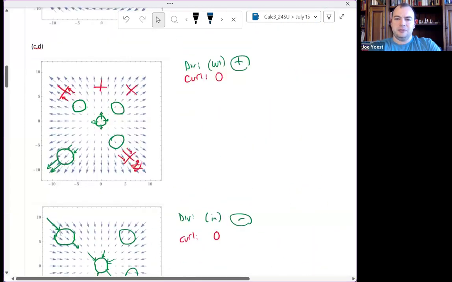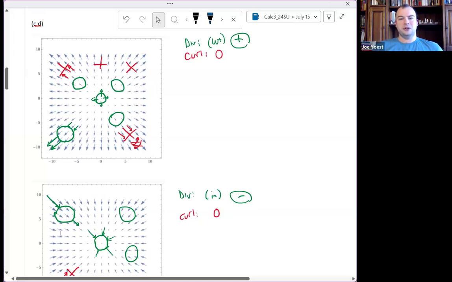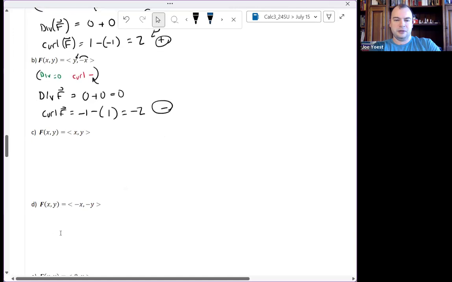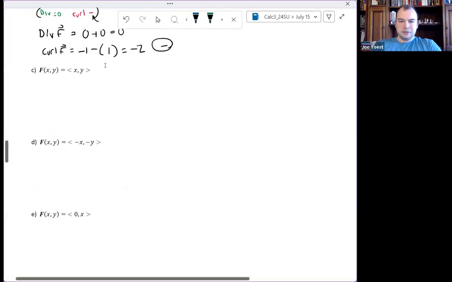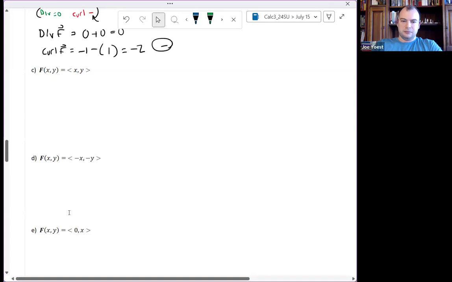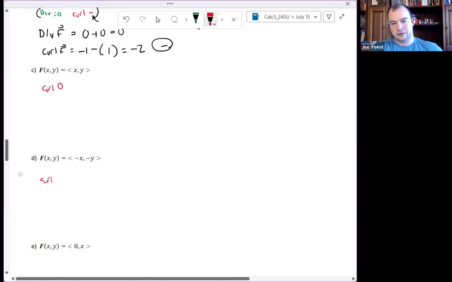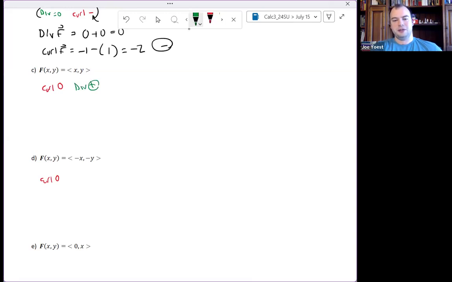Okay, what about C and D? Well, here we expected over the whole field that the curl was 0 for both of them, and the divergence was positive for C and negative for D. So here I thought curl was 0 in both cases, and the divergence was positive in the first case and negative in the second. That was my prediction. So let's check it.